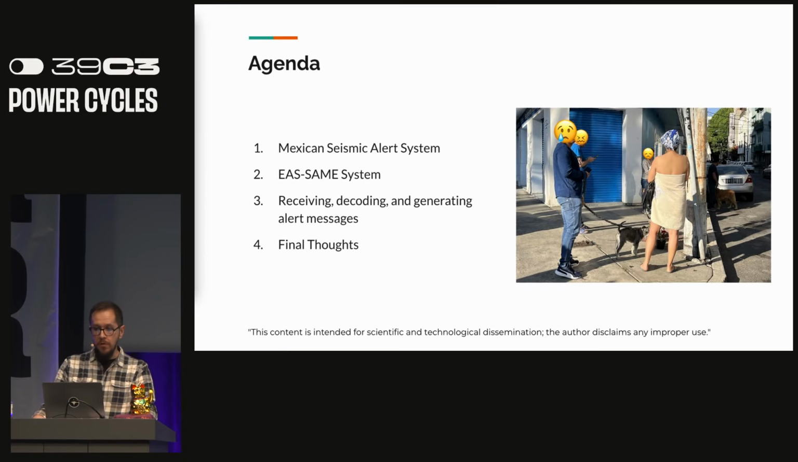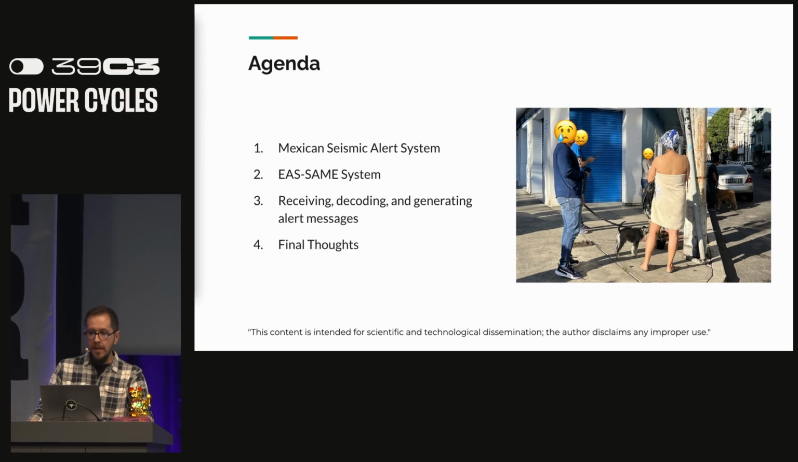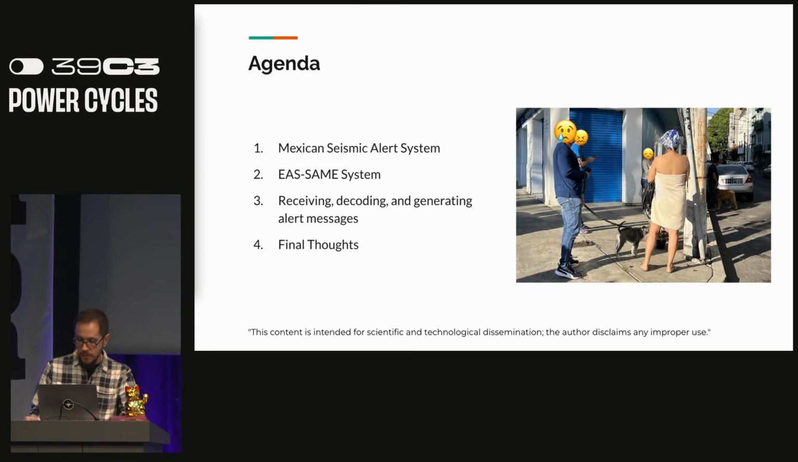So here's what we are going to cover. First, I will give a quick overview of the Mexican Seismic Alert, what it is and how it works. Radio frequency plays a key role here. Then we will dig into the EAS-SAME system, an alert broadcast technology used in public alert systems across North America. After that, we will get hands-on. I will show you how to receive the code and even generate these alert messages. And finally, we'll wrap up with some thoughts on how the system performs.